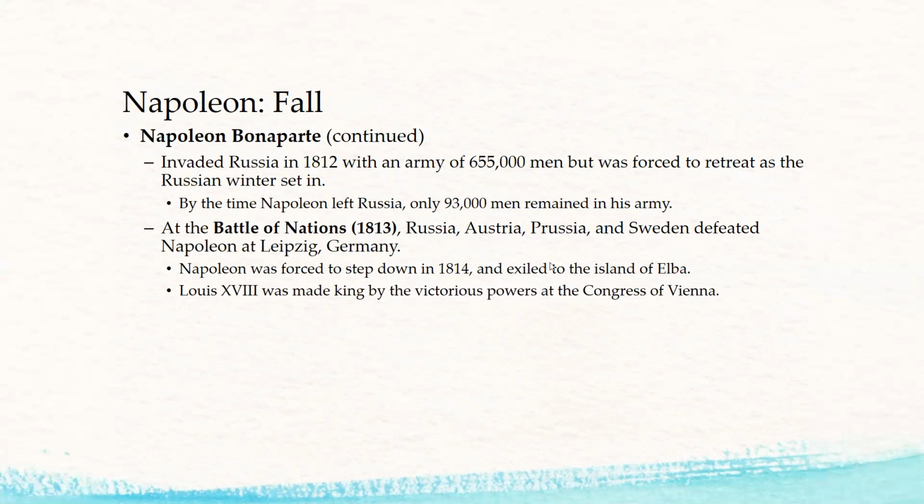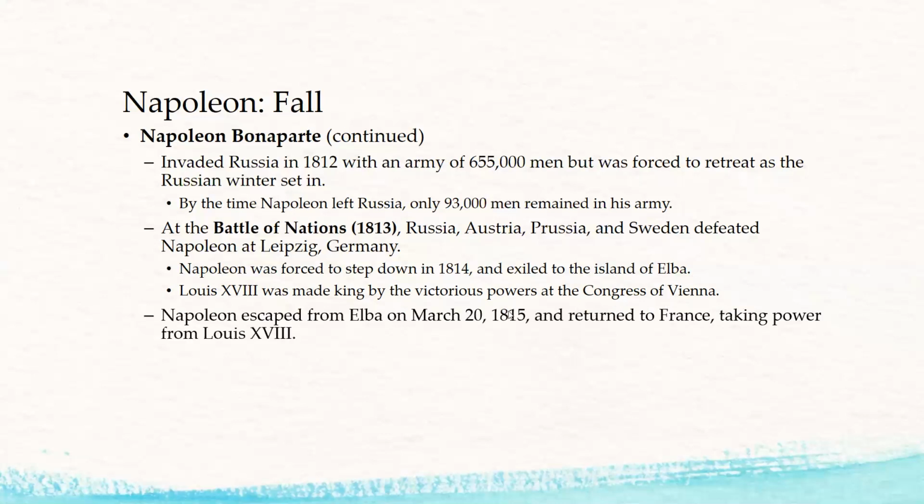So this really rankled Napoleon. He got tired of just being king of this tiny little island of Elba. And so on March 20, 1815, he had set up a bunch of detailed plans. It took him several weeks to plan this. He snuck on board a ship and returned to France.